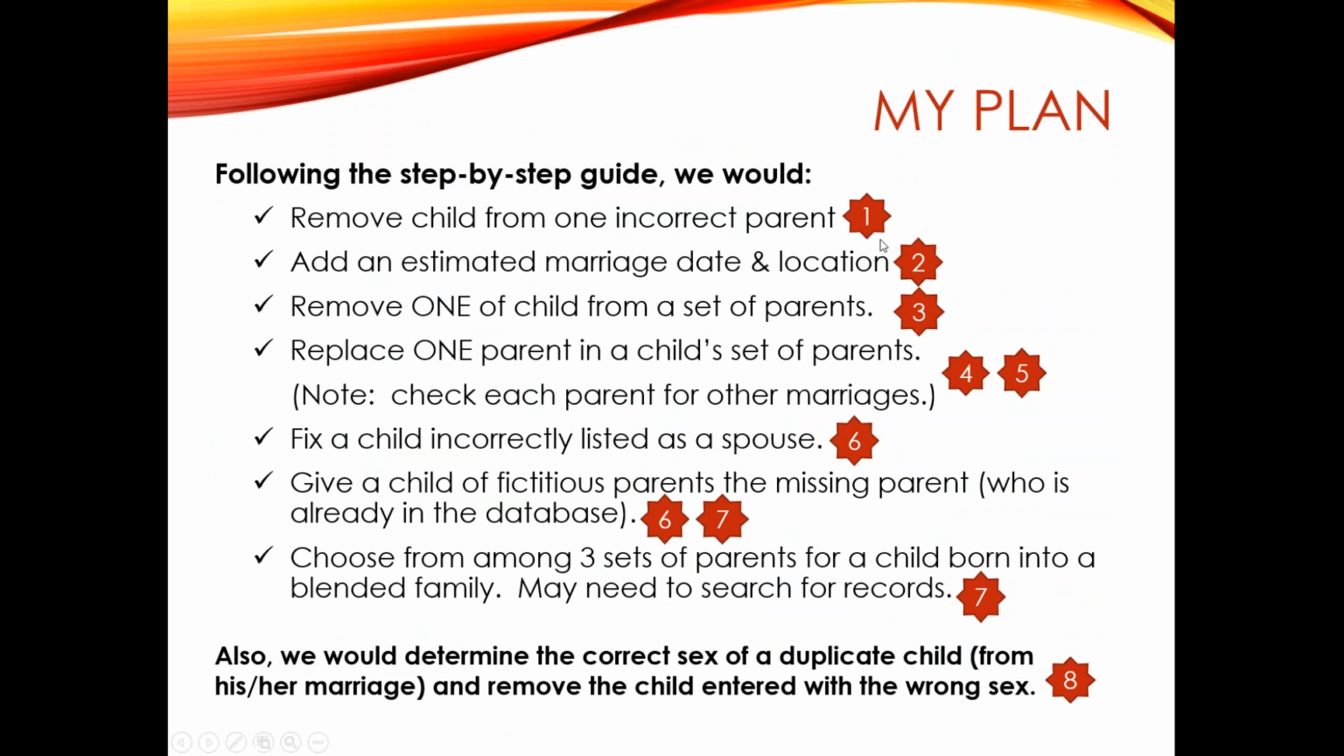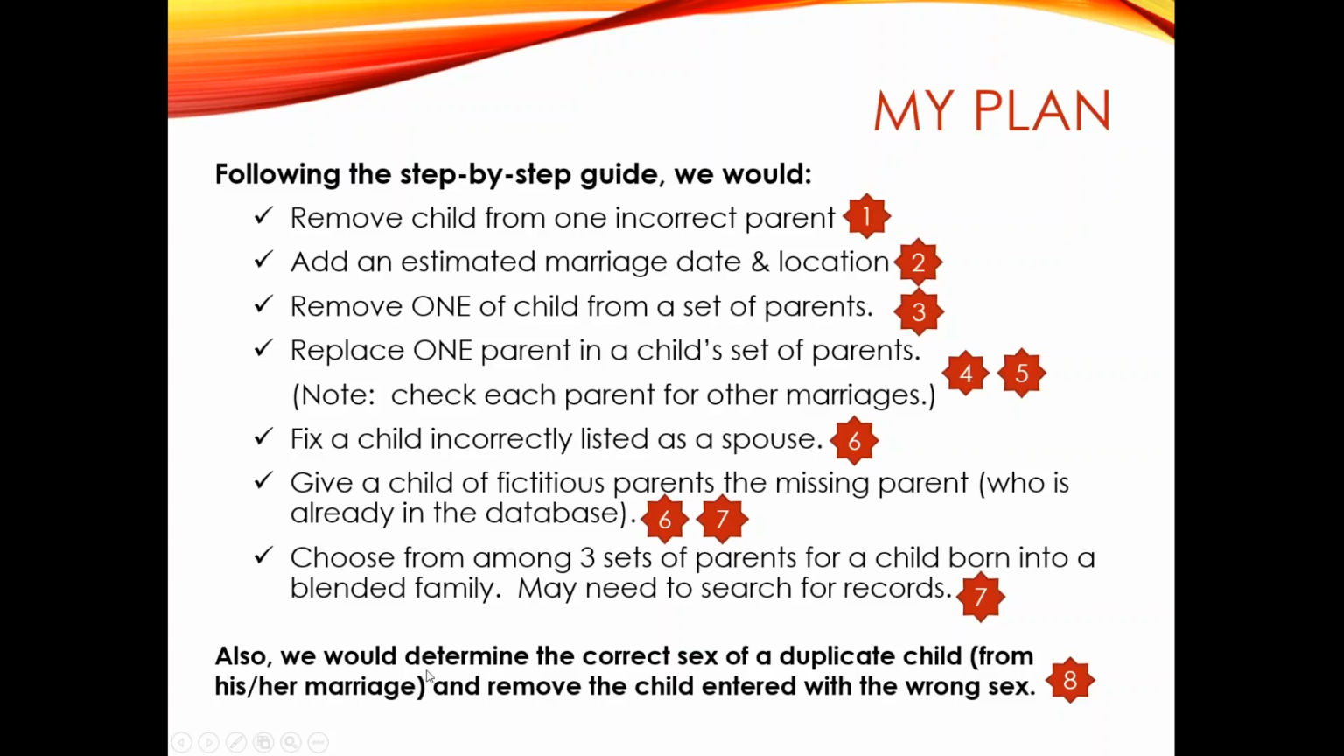And then using your step-by-step guide for each of those individual issues that we were going to address for those kids, we would simply decide, what do I have to do for person number one? Well, I've got to remove that child from one incorrect parent. I've got to add an estimated marriage date and location. Or if I can find a record, that would be even better. But if I can't, I can guess. I've got to remove one of the kids from a set of parents. I don't have to read all of these to you. You're capable of doing that.